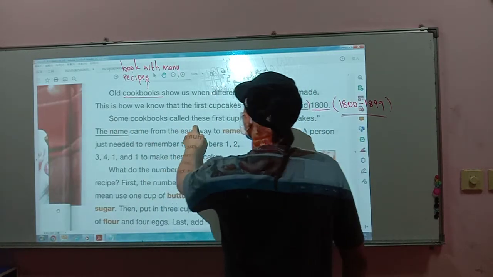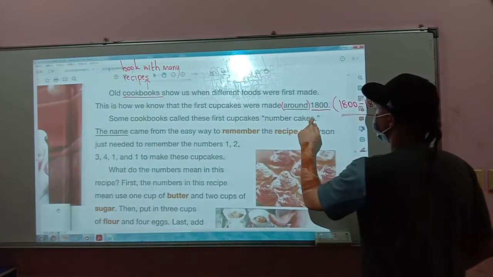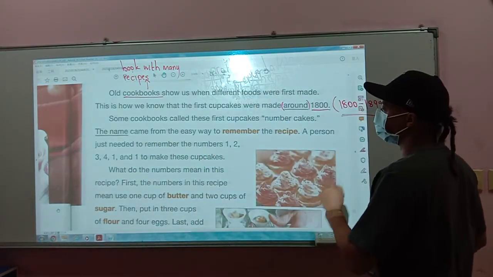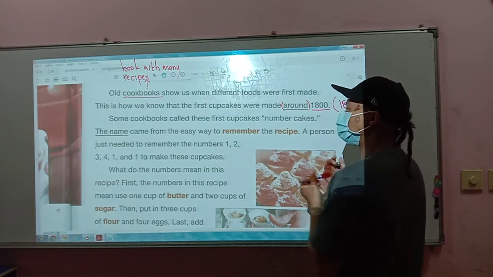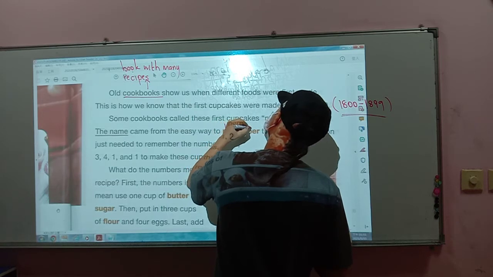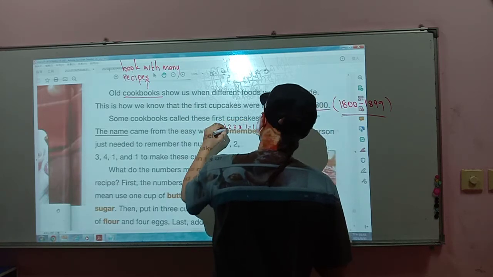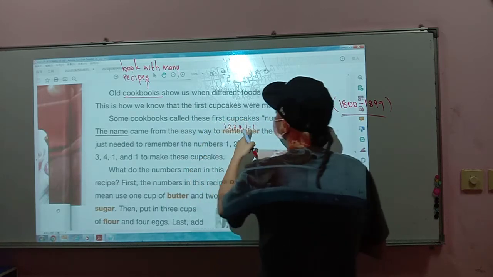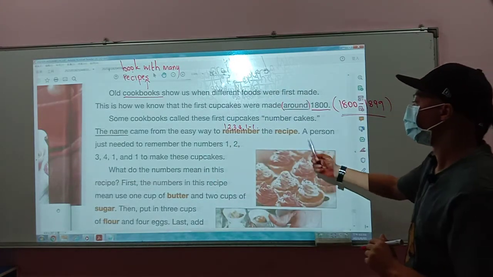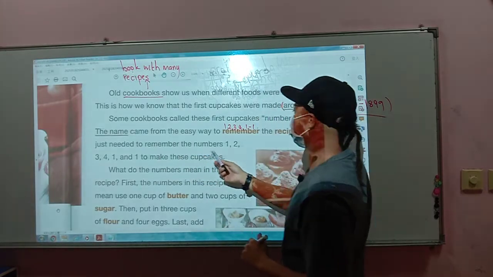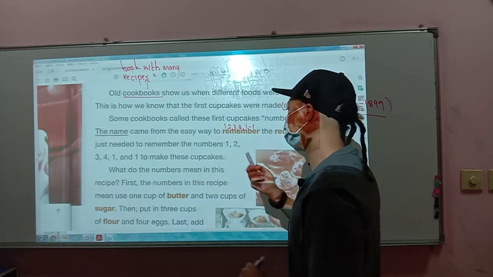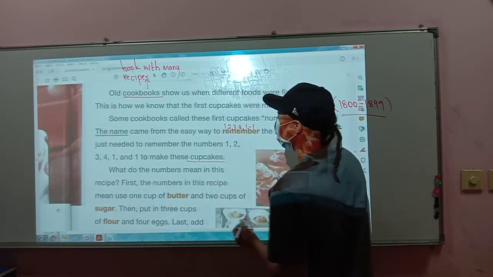Some cookbooks called these first cupcakes number cakes. The name came from the easy way to remember the recipe. So all you need to do is to remember 1, 2, 3, 4, 1, and 1. So just remember that, and then you know the recipe. A person just needed to remember the numbers 1, 2, 3, 4, 1, and 1 to make these cupcakes. Right? So remember, cupcakes.